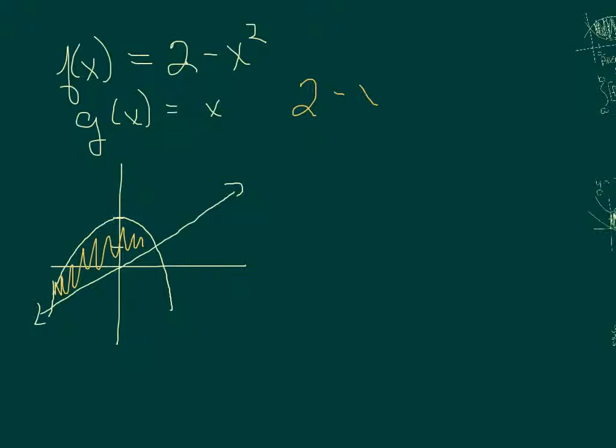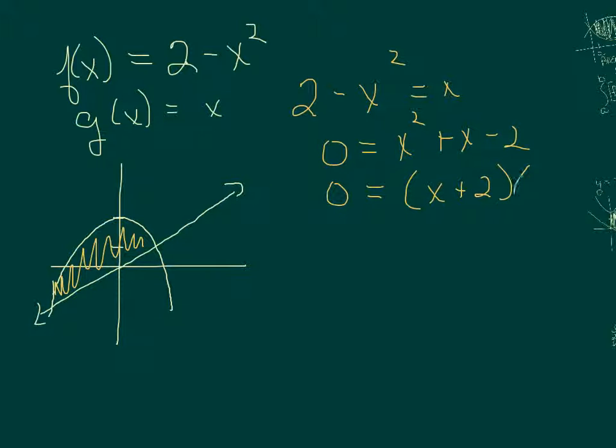So 2 minus x squared equals x. And I'm going to go this way: x squared plus x minus 2. Factor. So x can be -2 or x is 1. Because I drew this, I wouldn't really be able to tell exactly where they intersect unless I actually set those functions equal to each other. So our limits are what? -2 and 1.